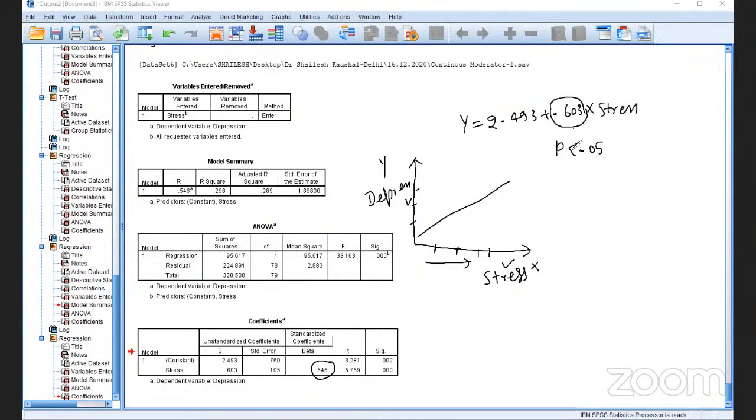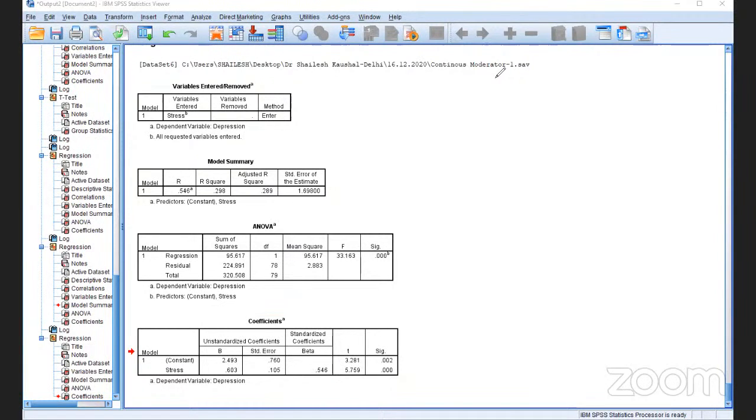Okay, now we check the relationship between stress, depression and another variable, that is the moderator, and the relationship between stress and negative cognitive.